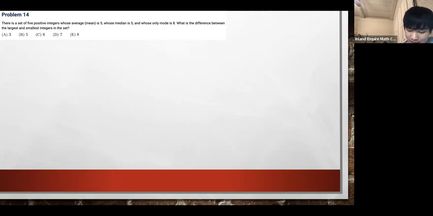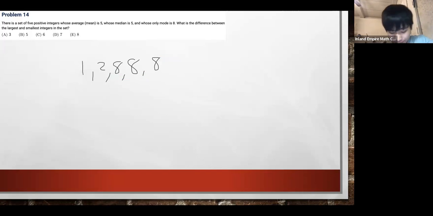Since we know that there has to be at least 2 8s, right? Because for 8 to be the most common number, there has to be at least 2. And we know that there has to be exactly 2, because if there were 3, then it's not possible for the median to be 5 anymore. If we have 3 8s, then the median has to be 8. So we have 2 8s.